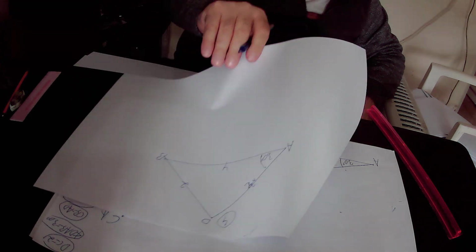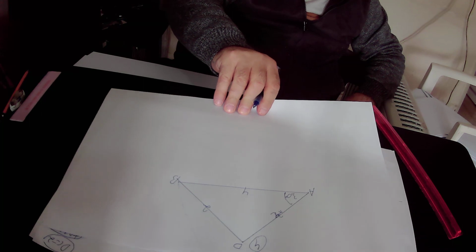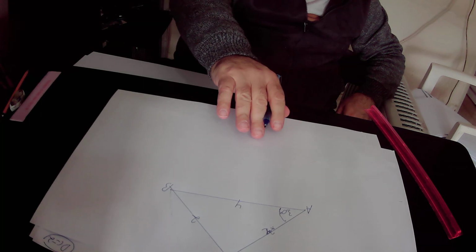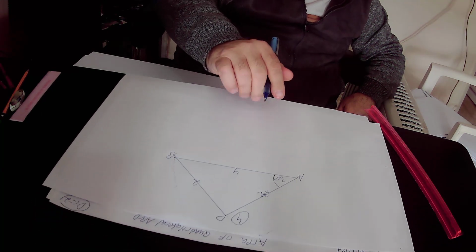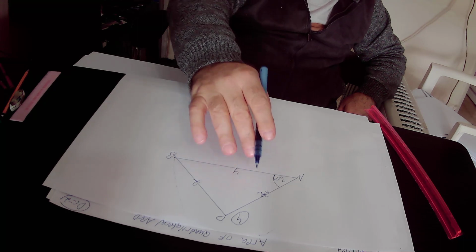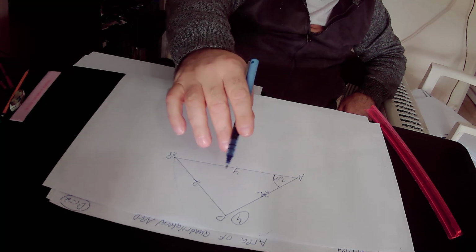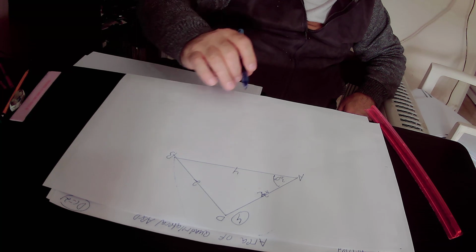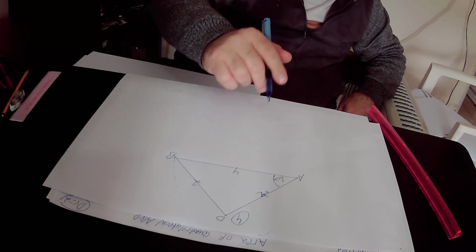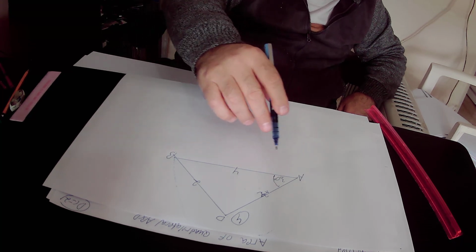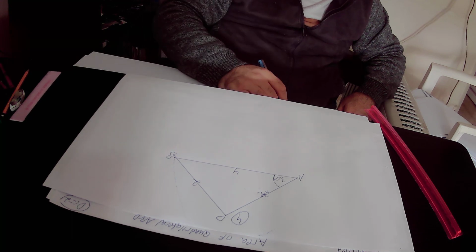So this is triangle ADB that I copied from the original drawing. We know that side AD equals 2 units, side AB equals 4 units, side DB equals 2 units. We also know that angle DAB equals 30 degrees.